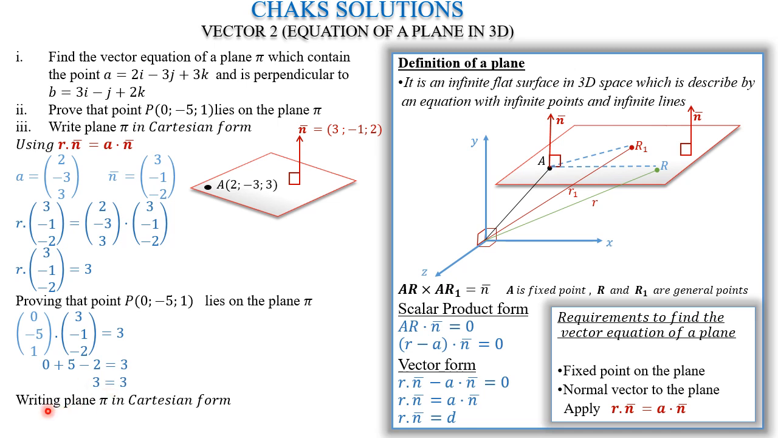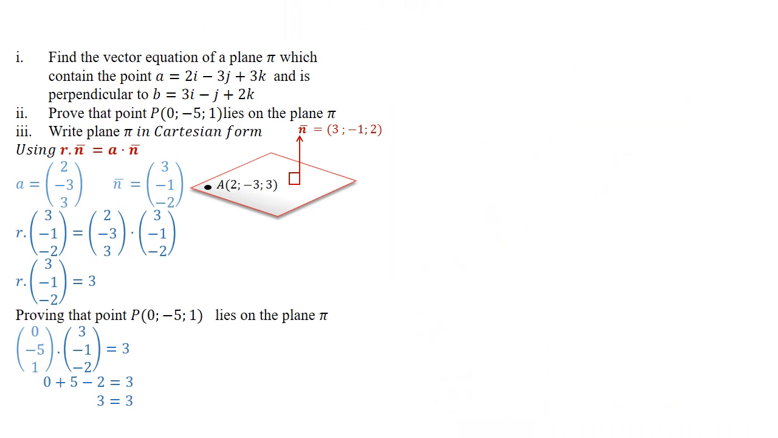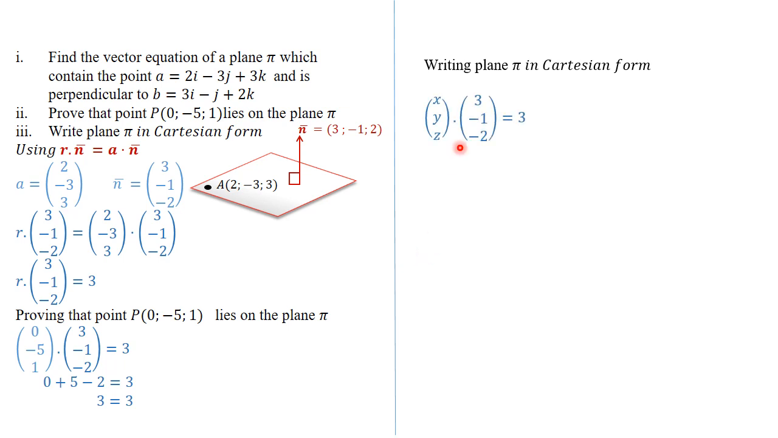Alright, then number 2, they are now saying write the plane in Cartesian form. To write the plane in Cartesian form, we are just writing our plane in the form of x, y, z. That's the Cartesian form. We know that r is represented by (x, y, z), the general point on the plane. Then we perform the dot product, and we have 3x minus y minus 2z equals 3. So this one is the Cartesian equation of the plane.